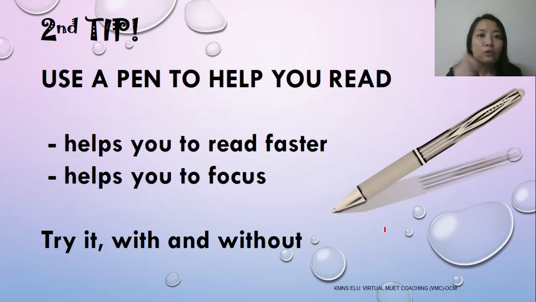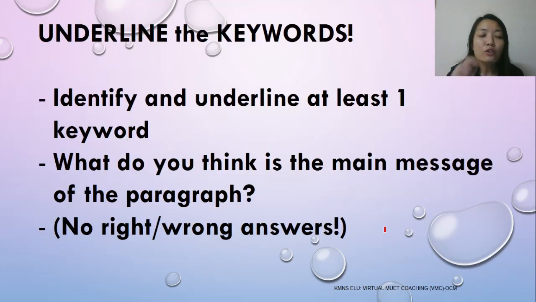And then moving on to the next tip, when you move to the paragraphs or the text to read, use a pen to help you to read. This will be able to help you to read faster, and it helps your eye to focus on the words as well. But again, I just want to remind you to read fast. Just read. You don't need to exactly understand every single thing you read. You just read. And then, of course, while you're reading, you identify and underline at least one keyword that you understand.